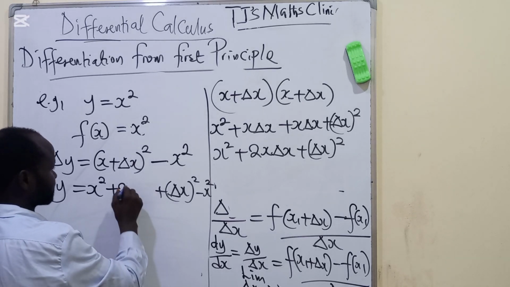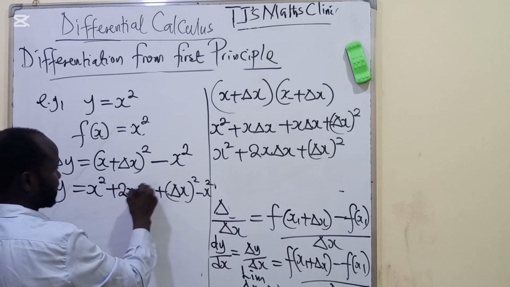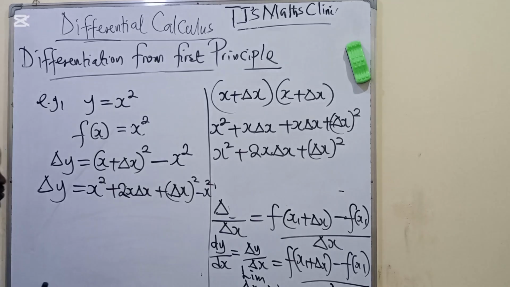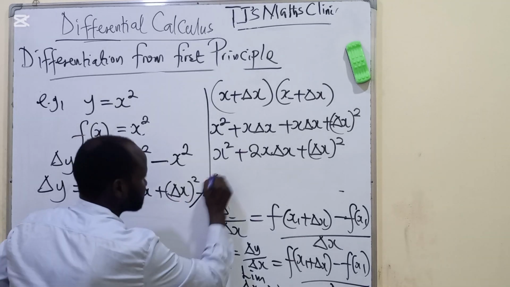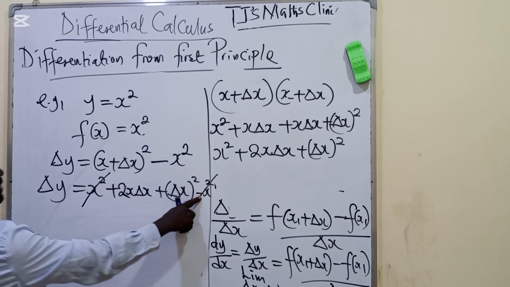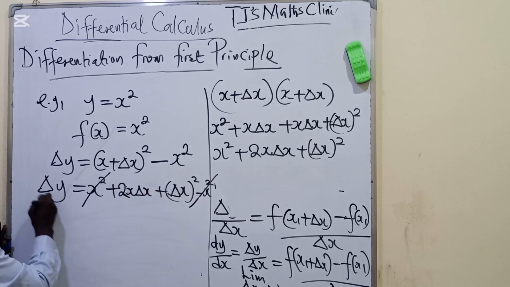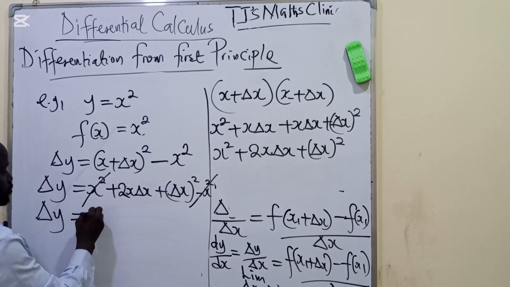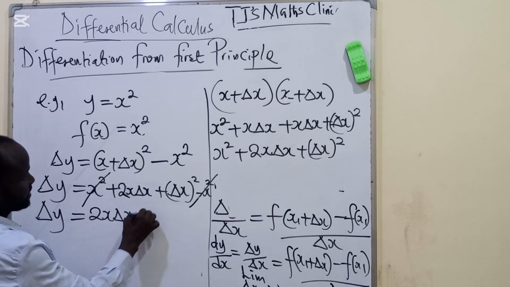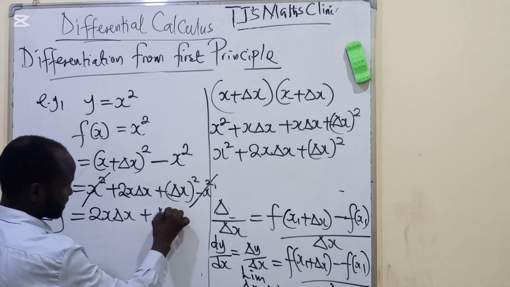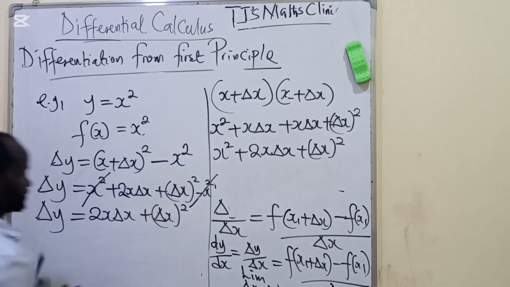2x delta x plus delta x all squared, minus x squared. You can see clearly that we can remove this x squared, because x squared minus x squared will be 0. We are left with the change in y equal to 2x delta x plus delta x all squared.